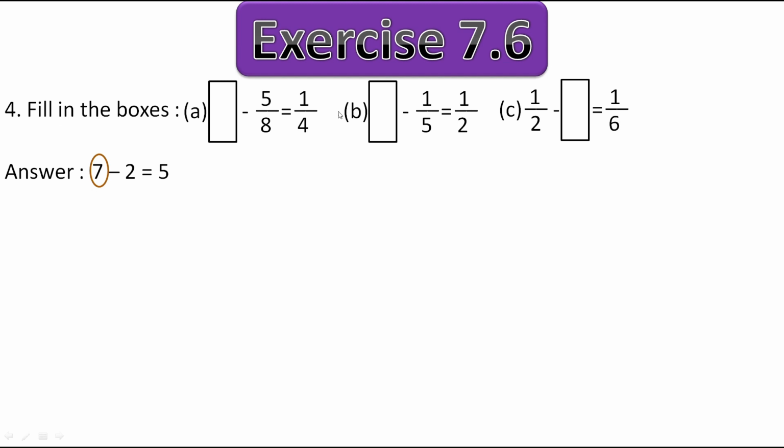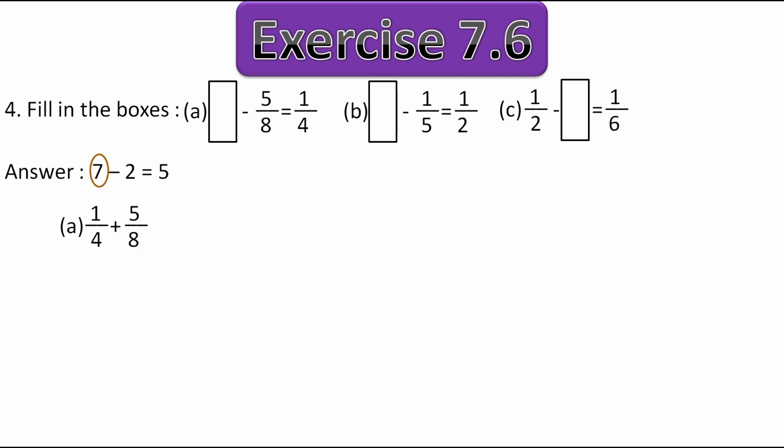Now, the same situation is present in this first question because we have to find the first term, then we have a minus sign and the second term and we have the answer. Same here. So to find this 7, what we did, we added this 5 and 2. So here we have to add these two fractions. So let's take 1 upon 4 plus 5 upon 8.